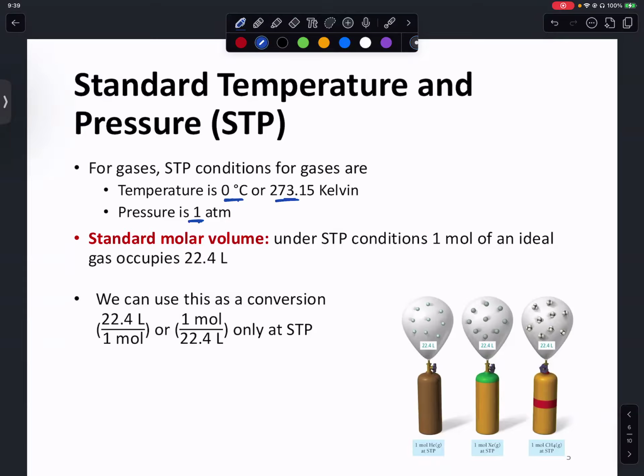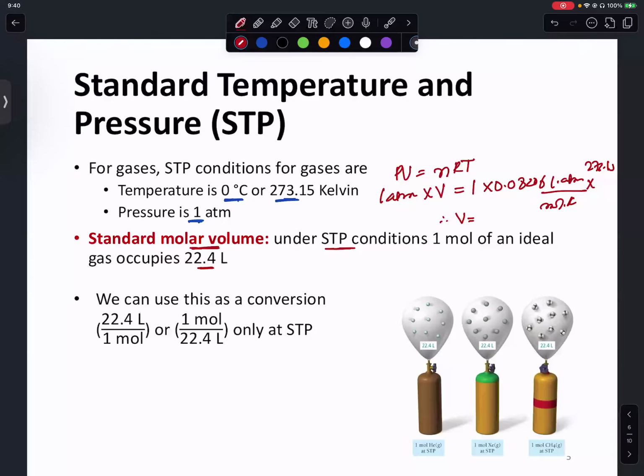Now, the standard temperature pressure condition gives rise to something called the standard molar volume. At the standard molar volume and under standard temperature pressure condition, 1 mole of ideal gas occupies exactly 22.4 liters. And this comes from the ideal gas law, PV equals nRT. So I can say that 1 atmosphere times volume equals 1 mole times 0.08206 liter atmosphere per mole K times 273.15.